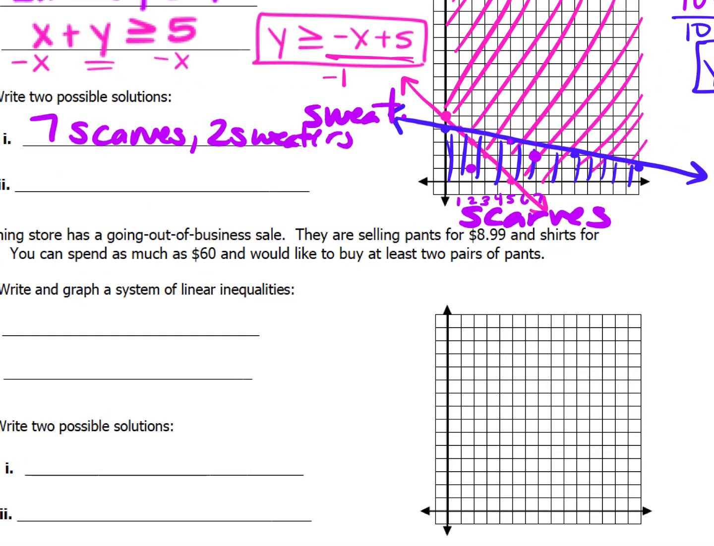You gave me one. Somebody else give me another solution. Aiden, can you tell me another one that would work here? So if you look at your points, we want to be in this chunk, in this overlapping space. So you're just looking for where is there a cross? Where is there points meeting up? So like right here, for instance, that would be 8 scarves and 1 sweater. Does that make sense? So you're just picking a point, 8 scarves, 1 sweater.